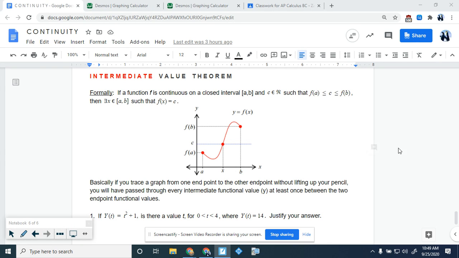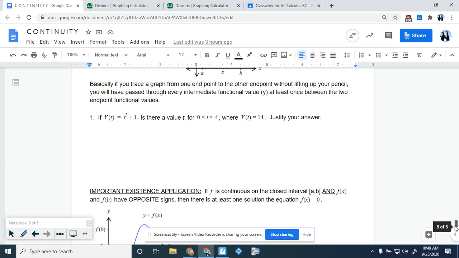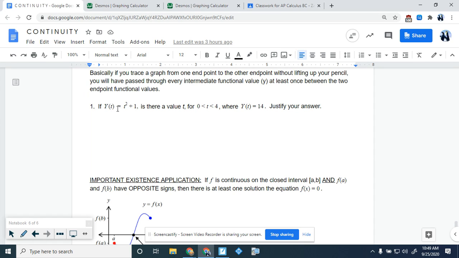All right, let's look at a question and see how this plays out. It says, let y of t equal t squared plus 1. Is there a value t on the interval 0 to 4? Now, I made it open. Maybe I should have closed it. It's not going to matter. Is there a value for t on the interval 0 to 4 such that y of t is equal to 14? In other words, does the functional output ever equal 14 on this particular interval? And then justify your answer.